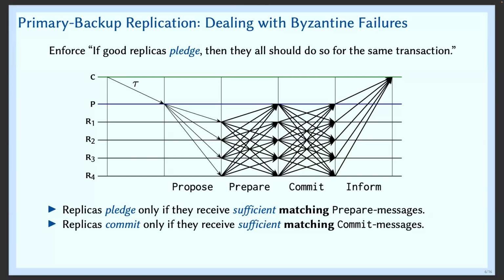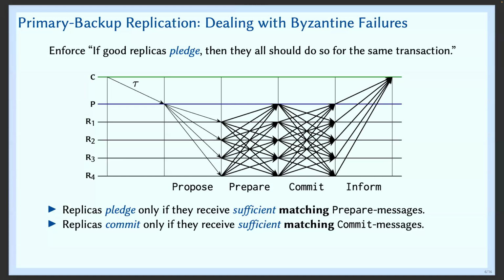To reach what, the informed state? To inform the client, or do you mean the informed state? Because there's no informed state. Right now we have a prepared state and a committed state. Why do we need that? So the client can ensure that one of them is non-faulty, so the client can ensure that one has committed.